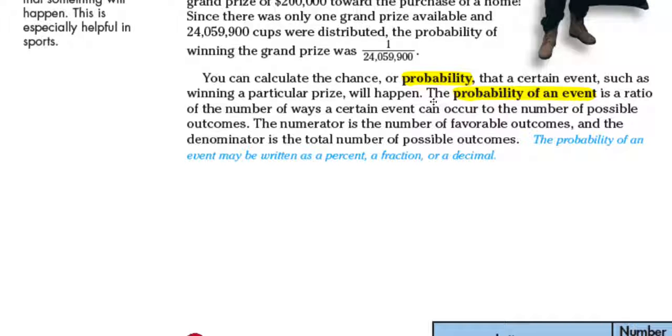Again, this is the definition of probability in words: the ratio of the number of ways a certain event can occur to the number of possible outcomes. The numerator is the number of favorable outcomes, and the denominator is the total number of possible outcomes. Remember this definition because once we go to odds, the definition will change. The probability of an event may be written as a percent, a fraction, or a decimal.